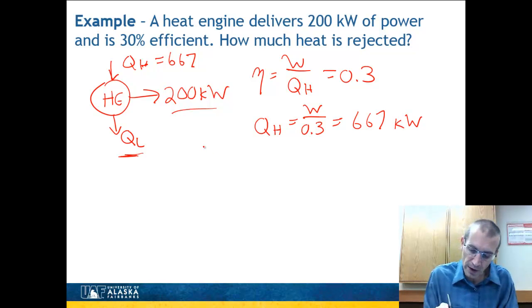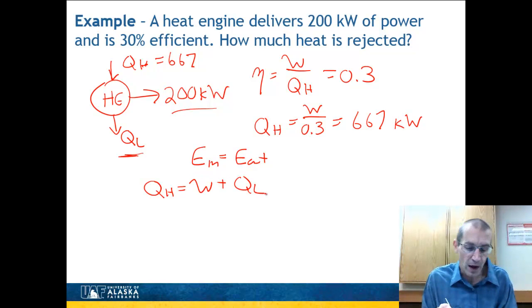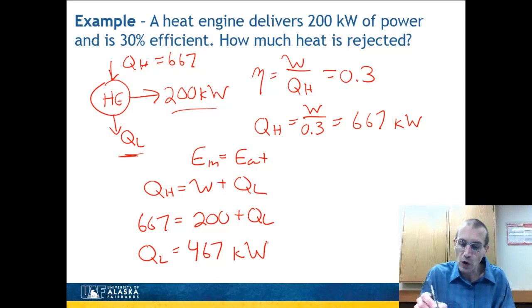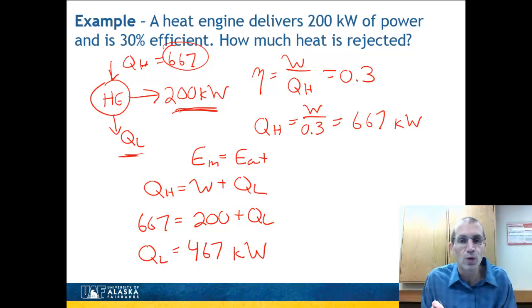So now I'm going to use my first law energy balance that says the energy in is the energy out of my heat engine. The energy that goes in is QH. The energy that goes out is W plus QL. And now I can plug in the two numbers that I know. I know QH is 667. I know the work is 200 plus QL. And I can solve that for QL, and I find that QL is equal to 467 kilowatts. So this heat engine takes 667 kilowatts. It converts 200 into usable work, and then it has to reject this remaining 467 to a low temperature sink.